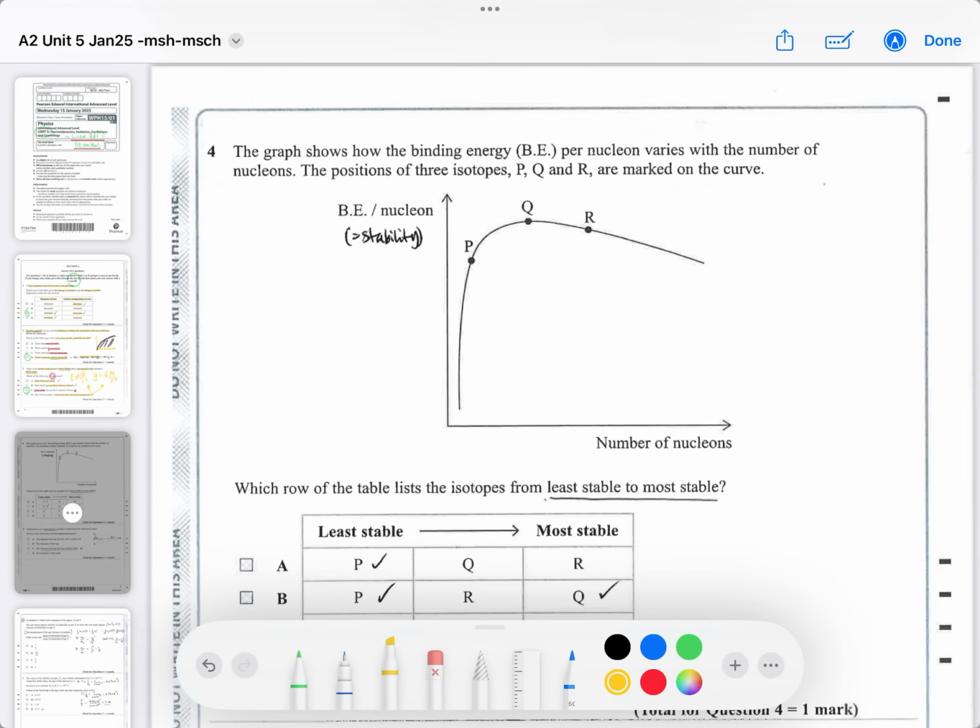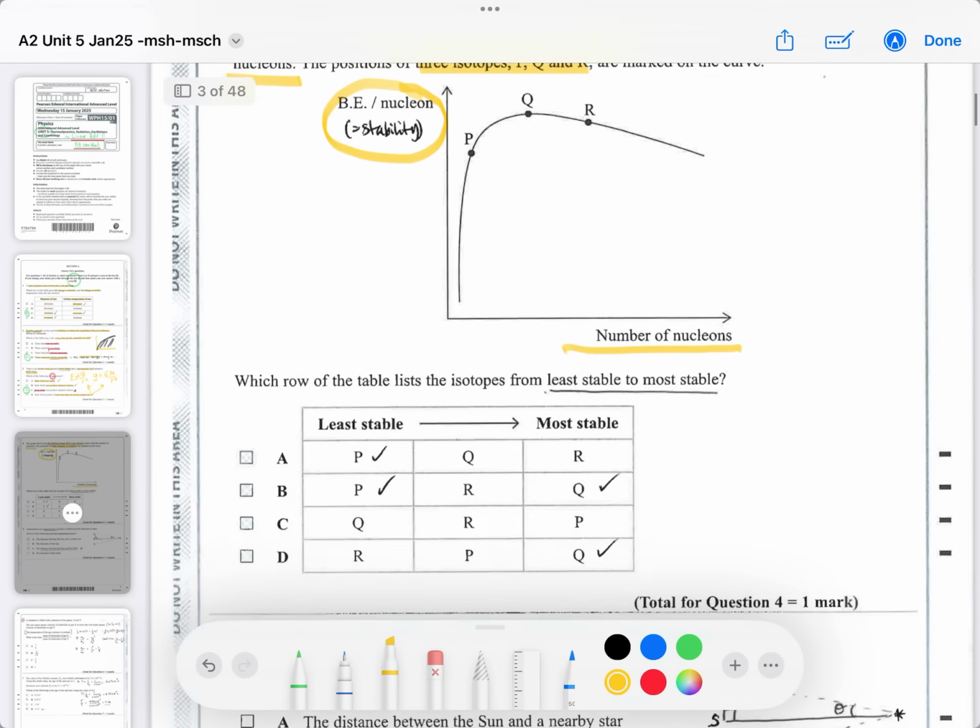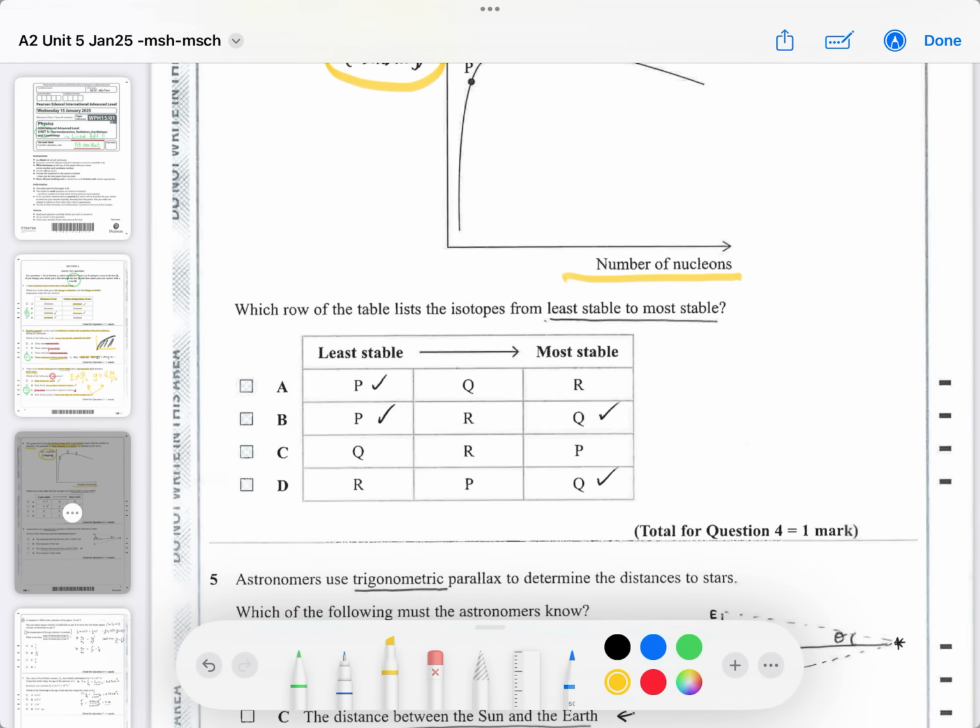Question 4. The graph shows the binding energy per nucleon, how it varies with the number of nucleons. So you've got the number of nucleons on the horizontal axis and binding energy per nucleon, which is basically the stability curve for isotopes, different nuclei. The positions of 3 isotopes, P, Q, and R, are of interest, and they want to know which row lists the isotopes from the least stable to the most stable.